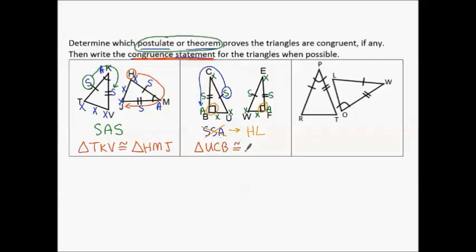Let's make sure we match up the corresponding parts in the other triangle. Notice to go from U to C to B, I went from the 1 slash side over the 2 slash side and down to the right angle. So similarly, I'll go W, E, F. Let's take a look at the third one.